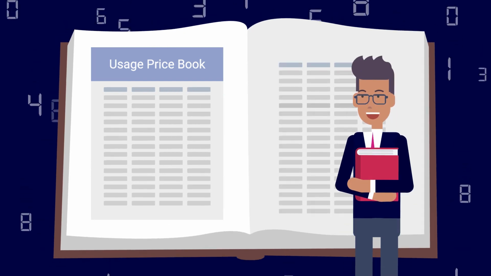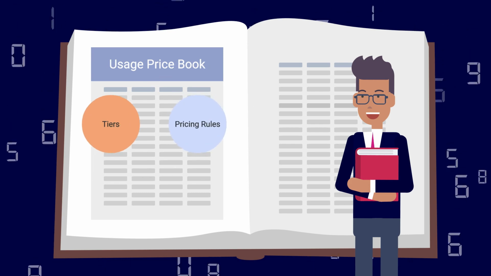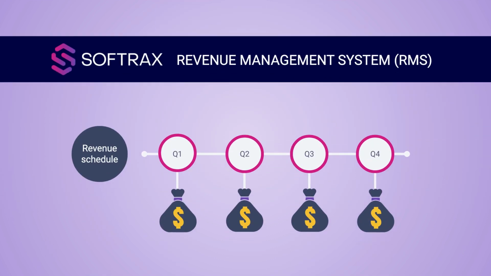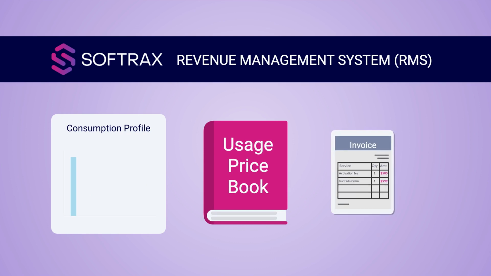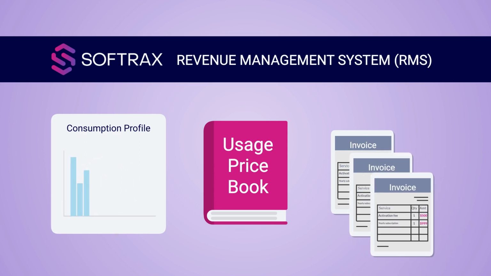In SOFTRAX RMS, you configure usage billing with price books, which determine your tiers and pricing rules. Your customer's order details are imported into SOFTRAX RMS, and billing and revenue recognition schedules are automatically created. Regular usage records are also imported, and through automation with your price book, the amount to invoice is calculated. As more usage records are loaded, amounts to invoice are automatically updated, and previously calculated amounts are analyzed to account for tier price differences. You then generate and distribute invoices for your usage-based subscriptions.